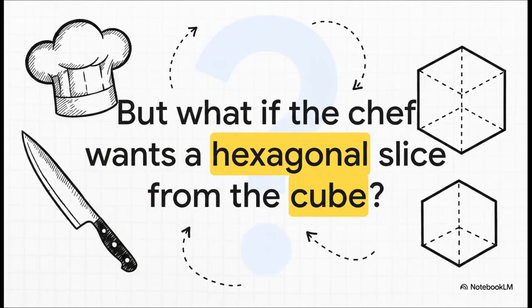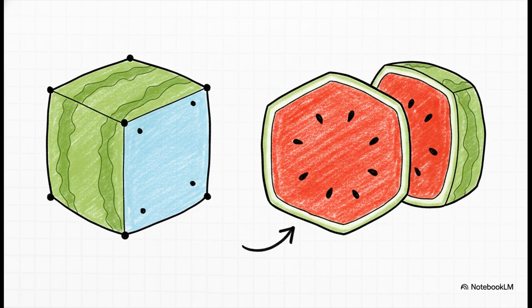But now for the real challenge. How is it even possible to get a 6-sided shape, a hexagon, by slicing a 6-sided cube? And here's the secret sauce. By angling the cut just right so that it passes perfectly through the middle of 6 different edges, the chef reveals a hexagonal cross-section. That six-sided shape was literally hidden inside the cube the whole time.